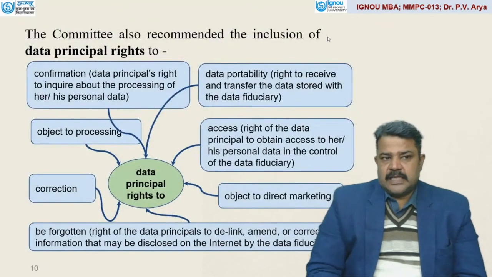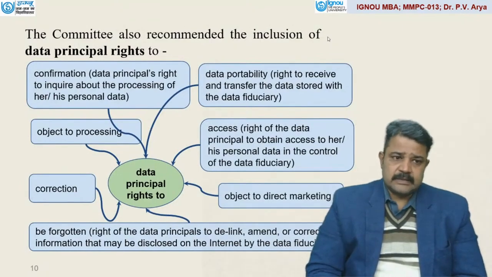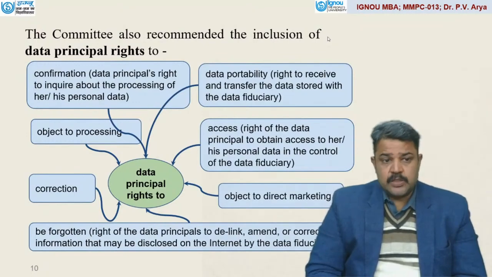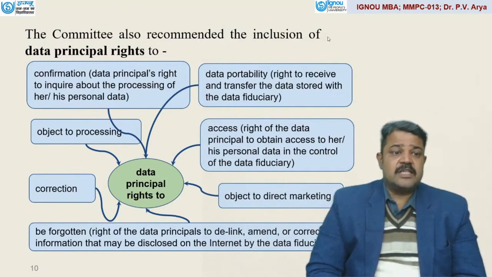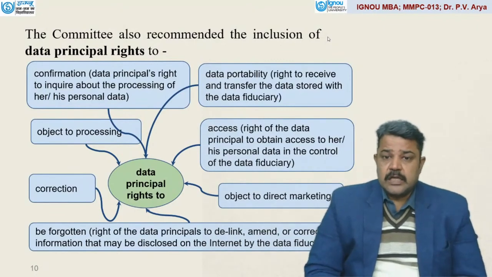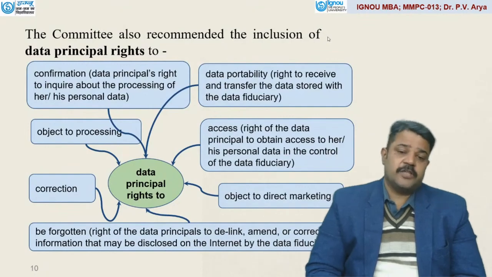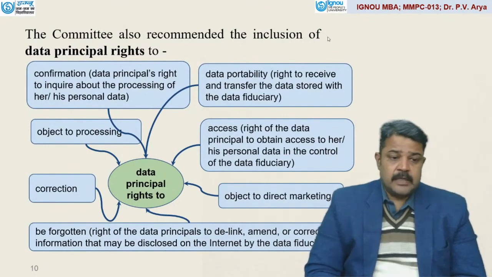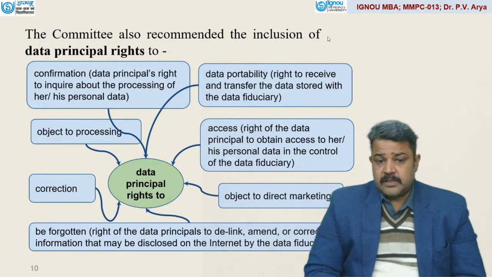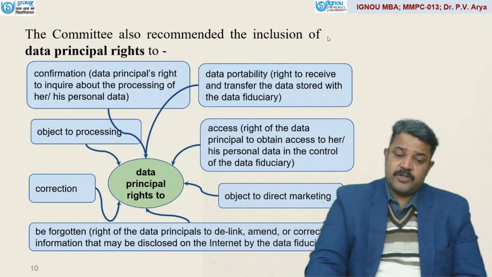Well, at the same time, the committee also recommended the inclusion of data principals' rights: correction; object to processing; confirmation, the data principal's right to inquire about the processing of his personal data; data portability, the right to receive and transfer the data stored with the data fiduciary; access, the right of the data principal to obtain access to his personal data in the control of a data fiduciary; object to data marketing; and the right to be forgotten, the right of the data principal to delink, amend, or correct the information that may be disclosed on the internet by the data fiduciary.